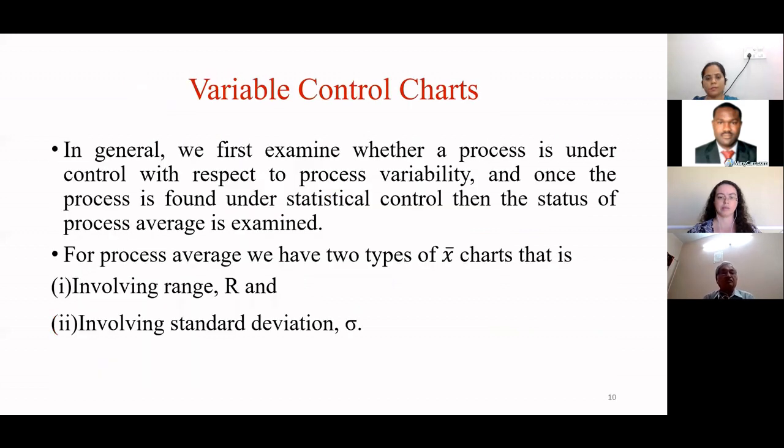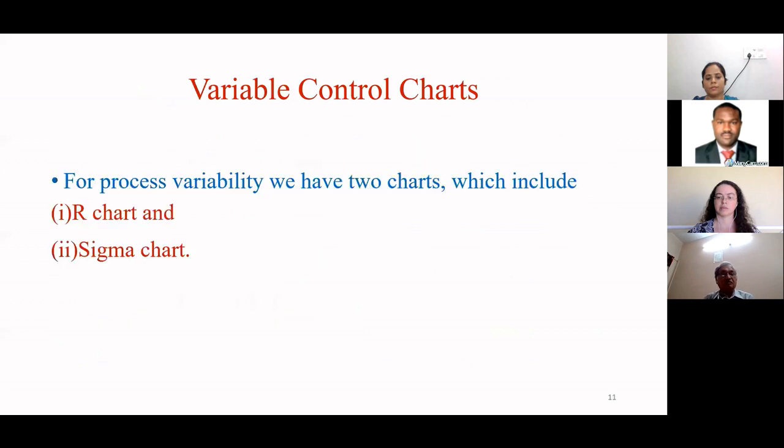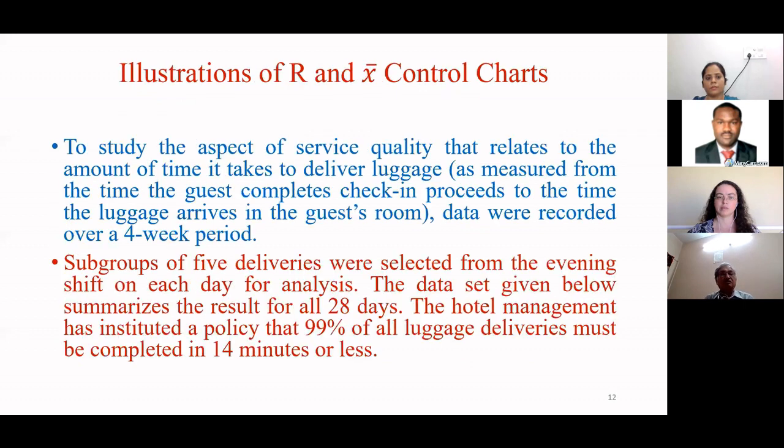Now we discuss variable control charts. In general, we first examine whether a process is under control with respect to process variability, and once the process is found under statistical control, then the status of the process average is examined. For the process average, we have two types of X-bar chart, one involving range and one involving standard deviation. For process variability, we have two charts which include the R chart and the sigma chart.